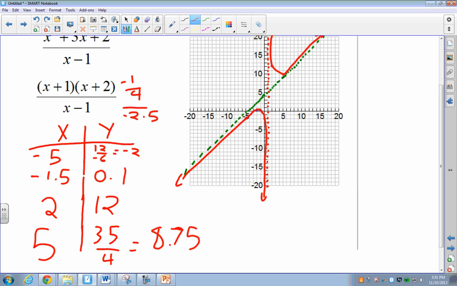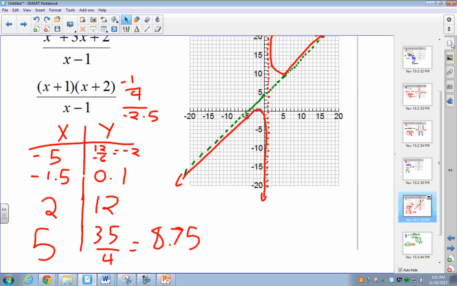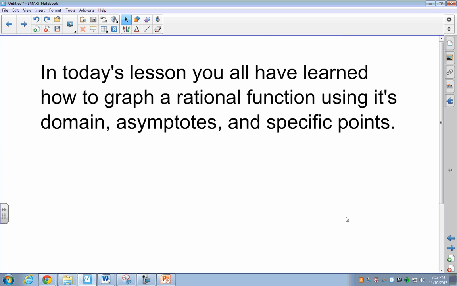Okay, so those are examples of some graphs of rational functions. And so what you guys have learned is how to graph a rational function by finding its domain, asymptotes, and then finding specific points to make the graph look accurate.